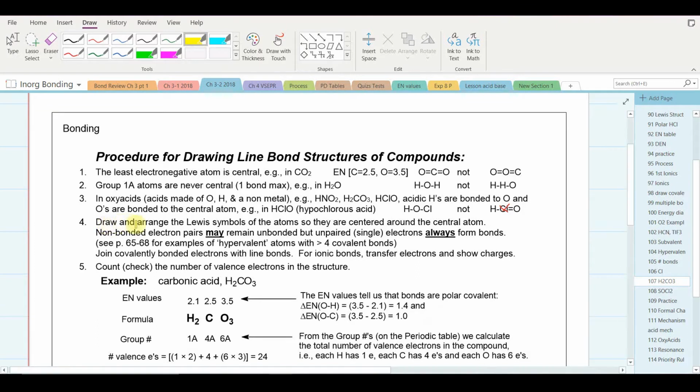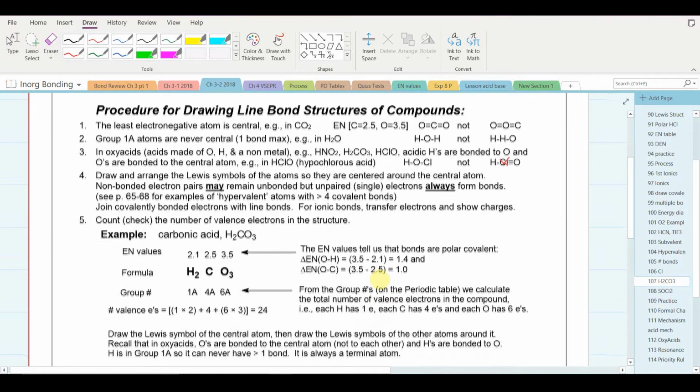Rule number 4, we draw and arrange Lewis symbols of the atoms so they are centered around the central atom. We've done that already. Note that, or recall that, non-bonded electron pairs may remain unbonded. The non-bonded pairs can bond or they may not, but the unpaired single electrons will always form bonds. And then we join covalently bonded atoms with line bonds. But for ionic bonds, we don't draw line bonds, we transfer electrons and we show charges.